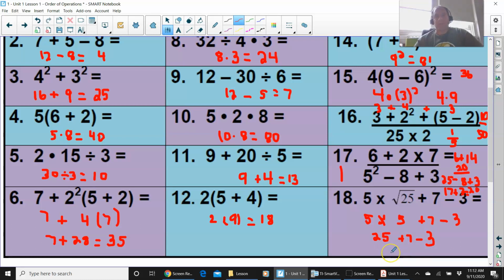All right, so again, we have addition. See how many times that we have addition and subtraction? So 25 plus 7. It's okay to count on your fingers. You have 32 minus 3, and then you just take care of that as 29. All right, and that finishes that.